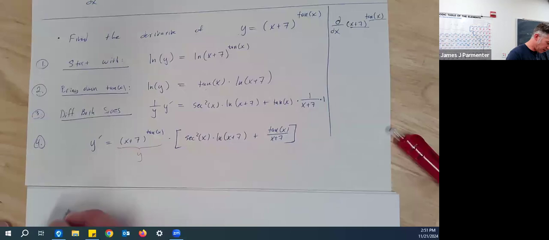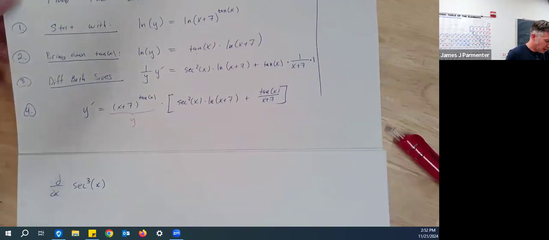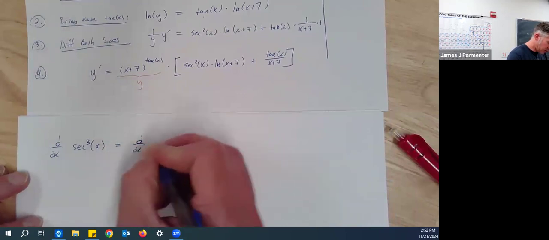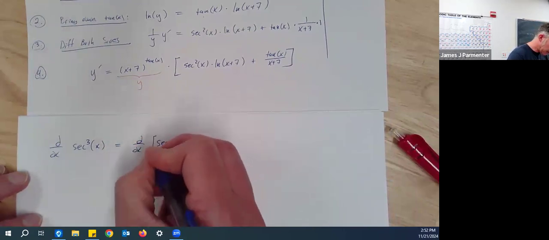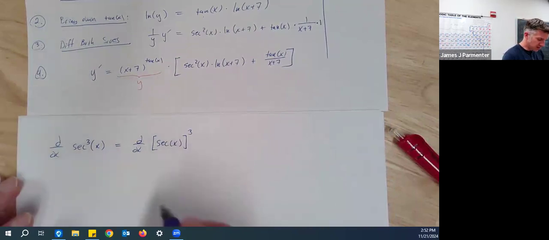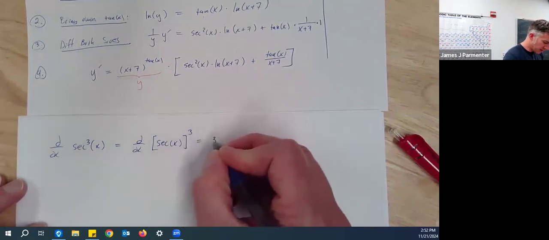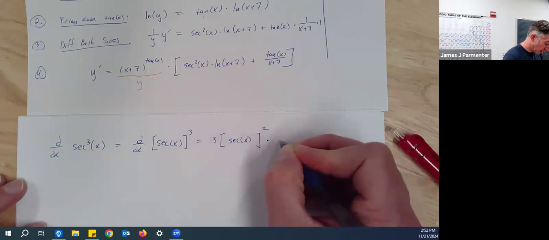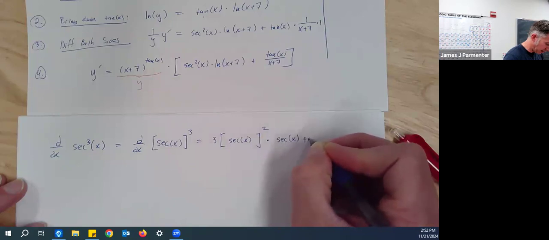So if you're trying to find the derivative of any trigonometric function to a power, it's going to be in your best interest to rewrite it as your trigonometric function in brackets raised to that power. Because then I think it's more obvious that, oh, I have some stuff to the third power. And I know the derivative of x cubed is 3x squared. So the derivative of some stuff cubed is 3 times my stuff squared. But then what do I have to multiply by? The derivative of the stuff, which in this case is secant of x times tangent of x.